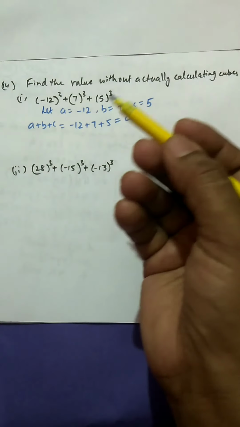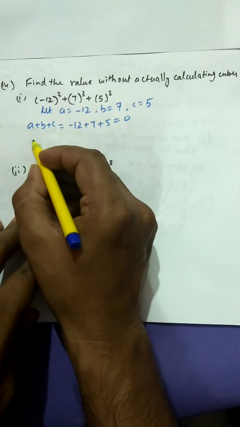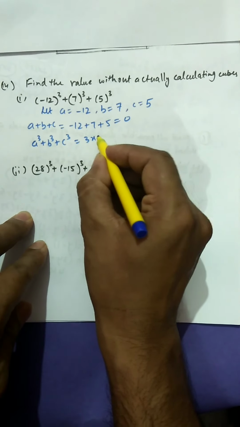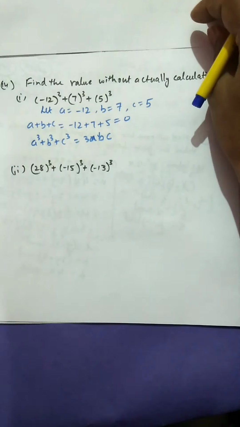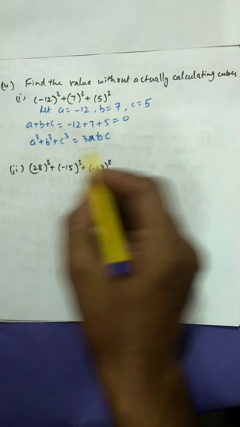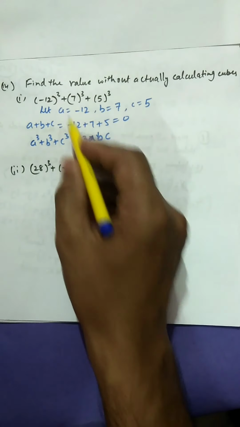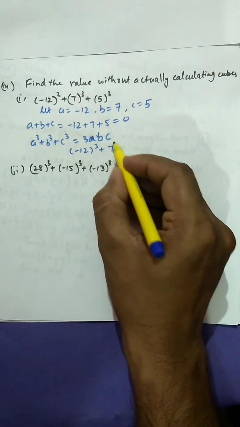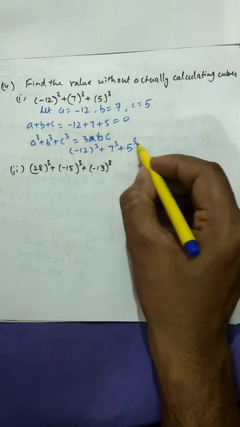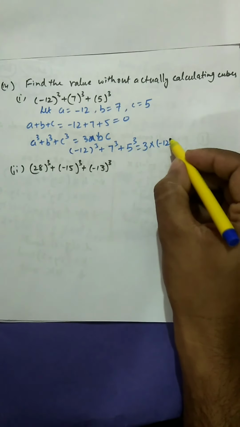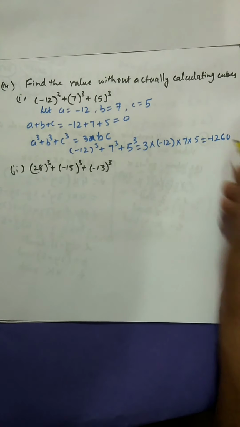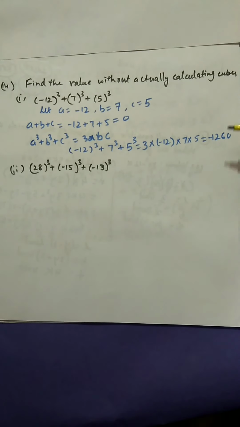Now you know that if a plus b plus c equal to 0, then a cube plus b cube plus c cube will be equal to 3abc. This is the result that we have just learnt. Now you replace that a as minus 12, b as 7, c as 5. Then this answer is going to be 3 into minus 12 into 7 into 5, which is going to be minus 1260. So this is the answer that you have calculated without actually calculating the cubes.